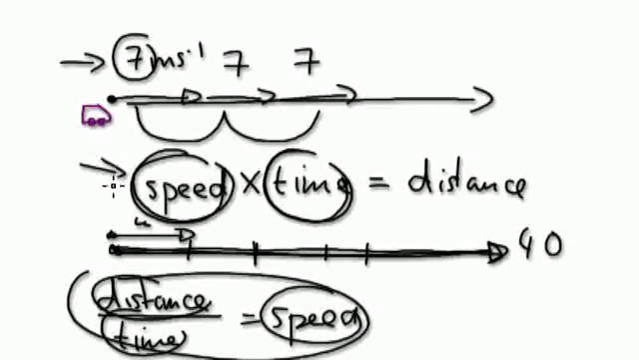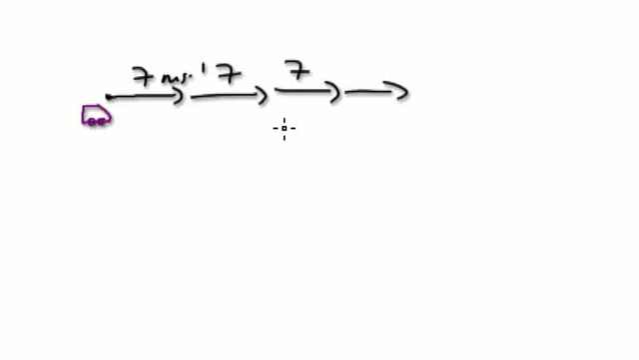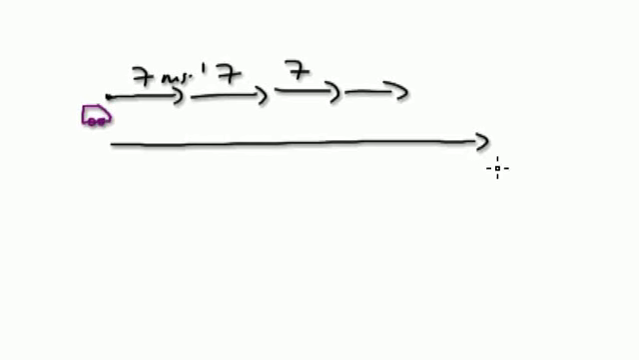If you get speed times time, it will give you distance. If you ever forget, then imagine your dad sitting in a car like this. If he's going at 7 meters per second, that means every second he would have done 7 meters. So you can see that when you get the speed times time, it will give you the total distance. Okay, so speed times time will give you the total distance.